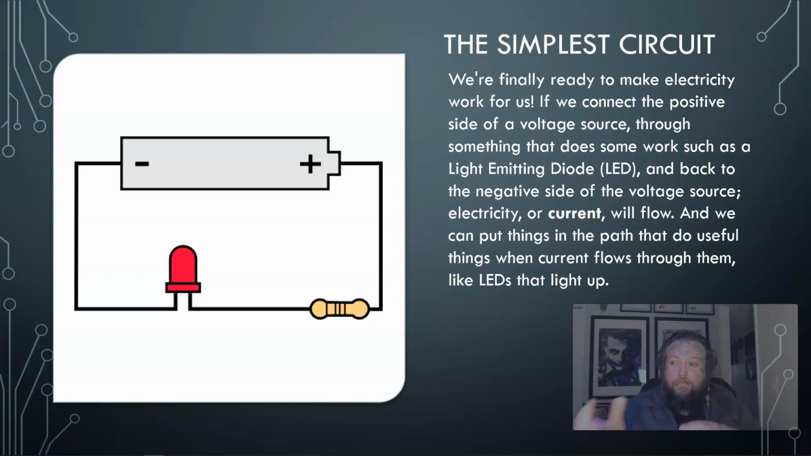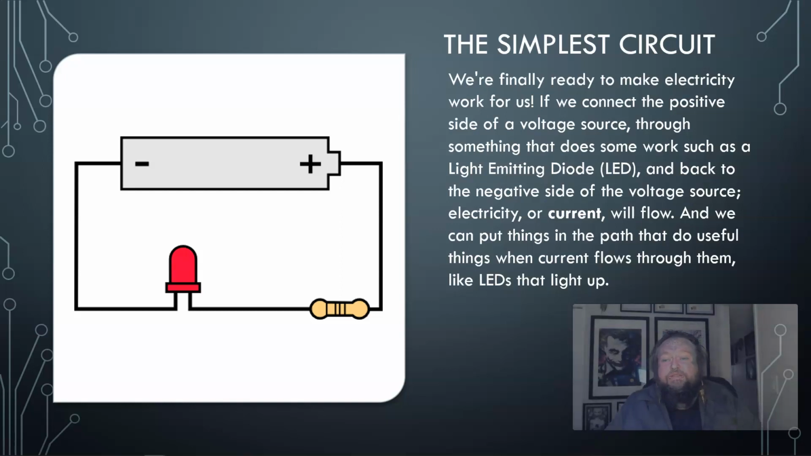So, continuing on with this, let's start with a simple circuit. For that flow, we need a battery source, we need connective material between it, and we need some components to do the work. And so we're finally ready to start doing some work. If we connect the positive side of a voltage source through something that does some work, such as a light-emitting diode, and back to the negative side of the voltage source, electricity, or current, will flow, and we can put things in the path that do useful stuff for us.